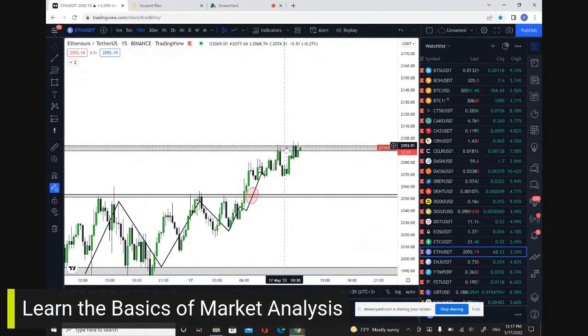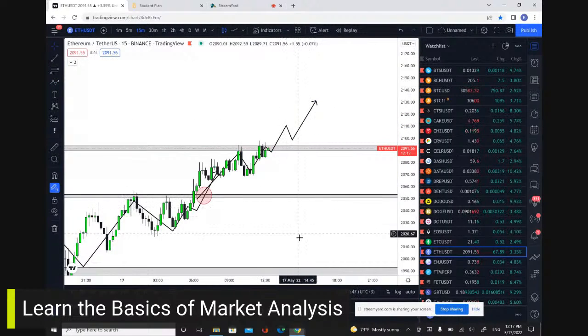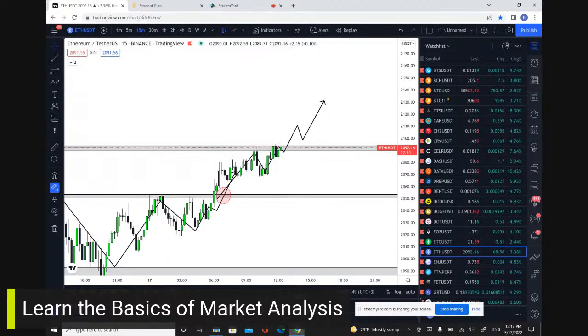Now, in case we broke this level again right here and touched 2110, we can wait for a retest around 2098, and then we can go up again. So this is a small time frame analysis. This is a short term bullish move.